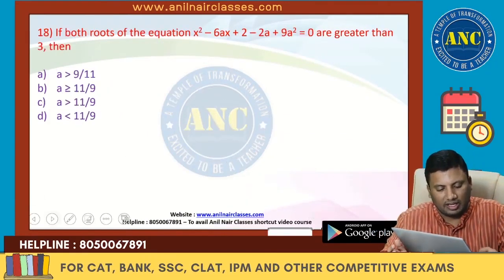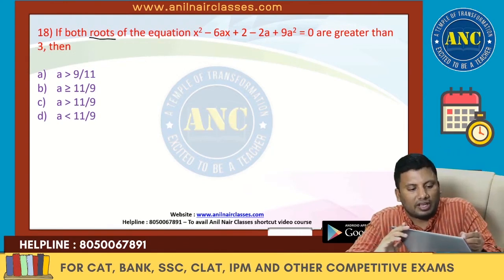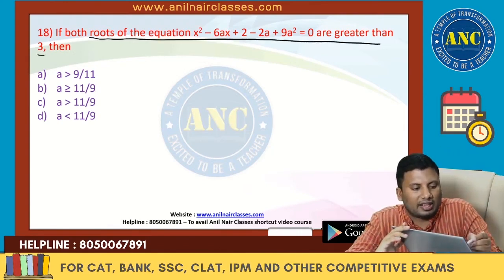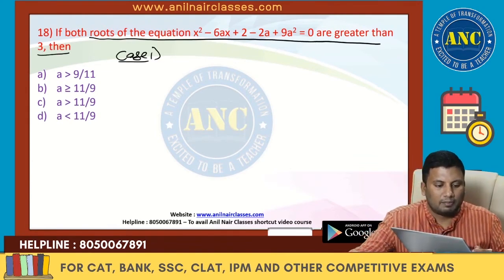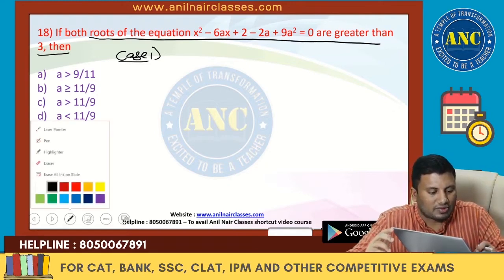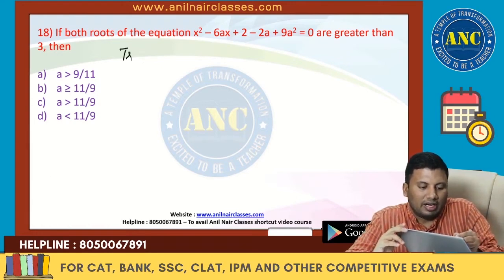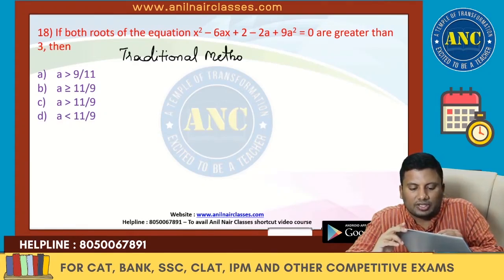17th question. Very easy question. If both the roots of the equation are greater than 3, case number 1. Traditional method, optimal method. Both the methods we will do. Traditional method is an extremely time consuming method. Traditional method concepts I will discuss first.